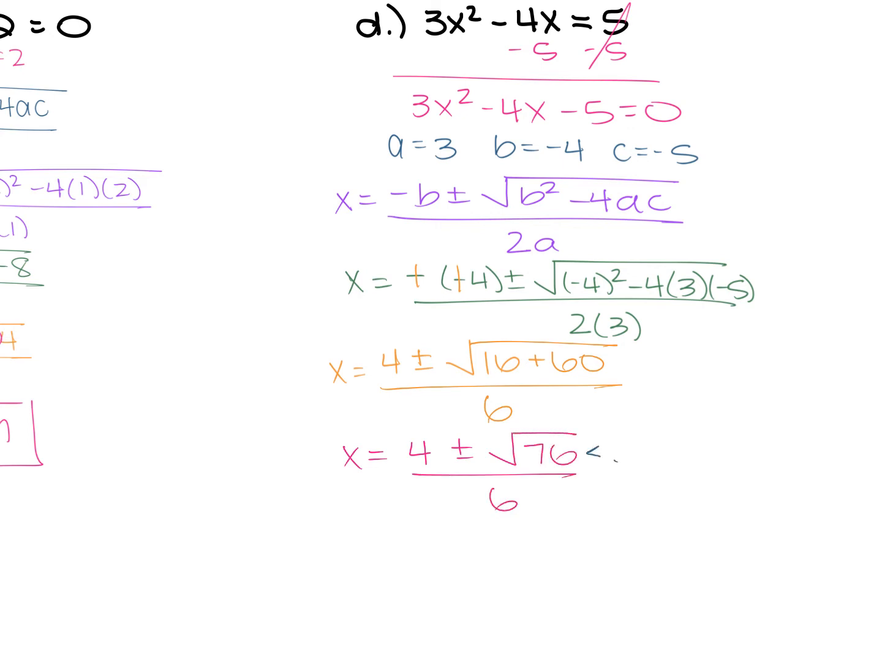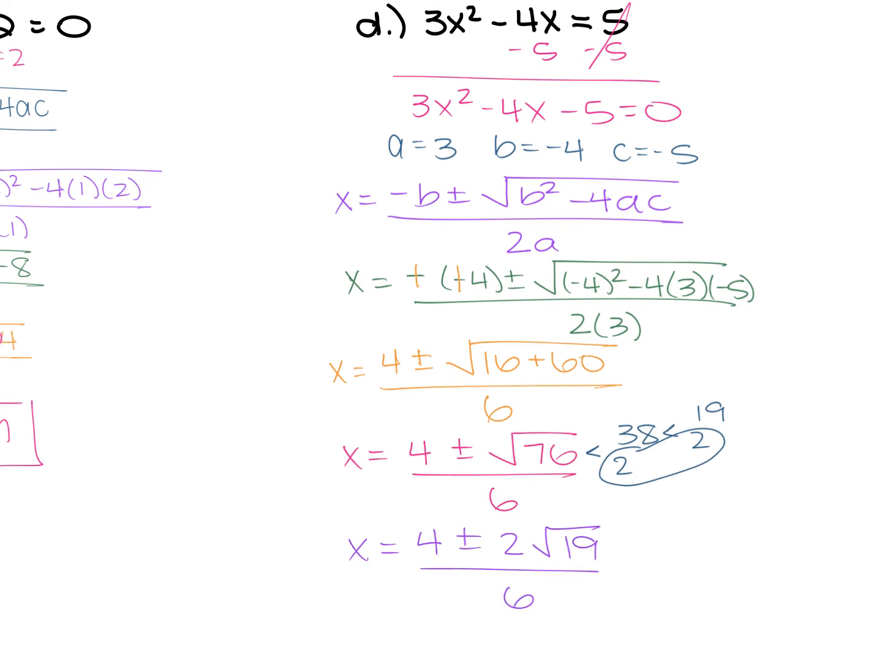That 76 is 2 and 38. The 38 is 2 and 19. Those two 2's pair up, so this simplifies to give you x is equal to 4 plus or minus 2 square root 19 all over 6.